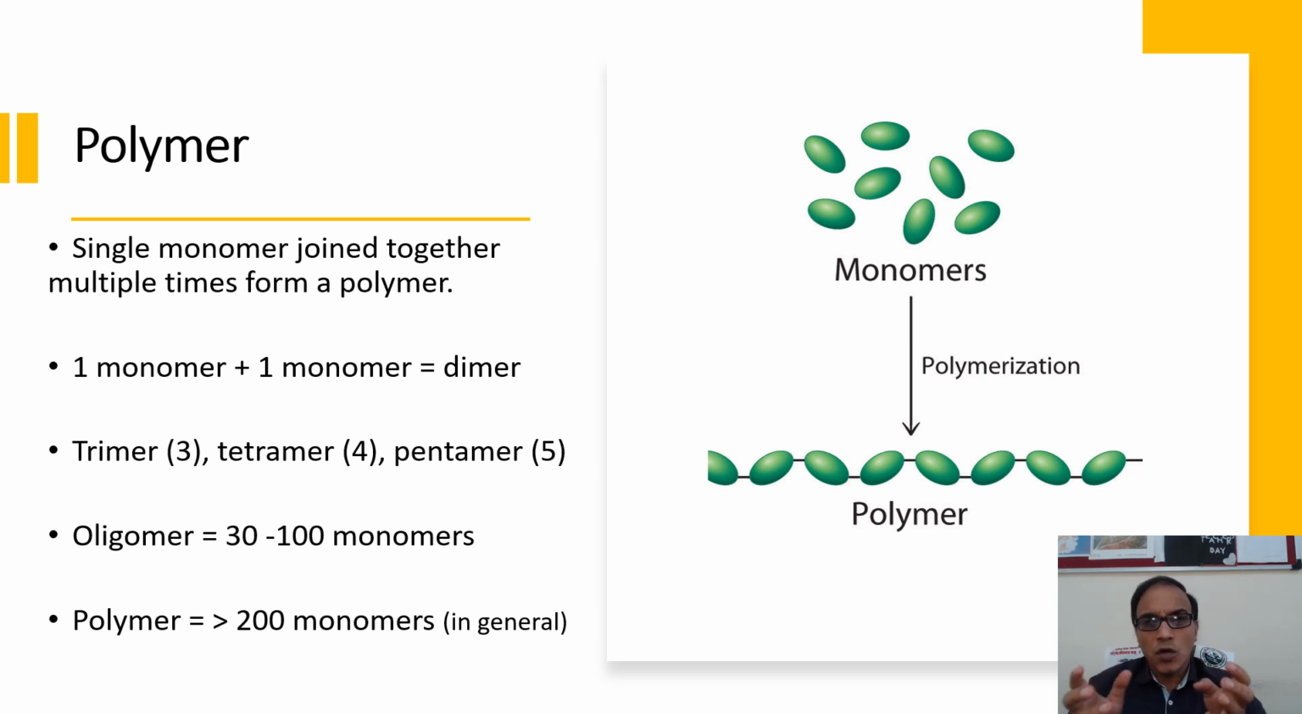When the units joining together are ranging from 30 to 100, we call them oligomer. And in general, when these monomer units which are joining together are more than 200, they are called polymers. So as you can see, monomers with the process of polymerization become the polymer. This may be the process of polymerization, maybe addition, condensation or any other.